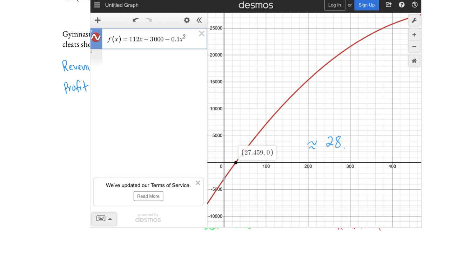What that means is that after the company produces at least 28 pairs, it will make a profit. This is the profit function, and it goes from negative to positive, crossing the x-axis at 27.459, but we have to round it to the nearest number because this is the number of pairs.